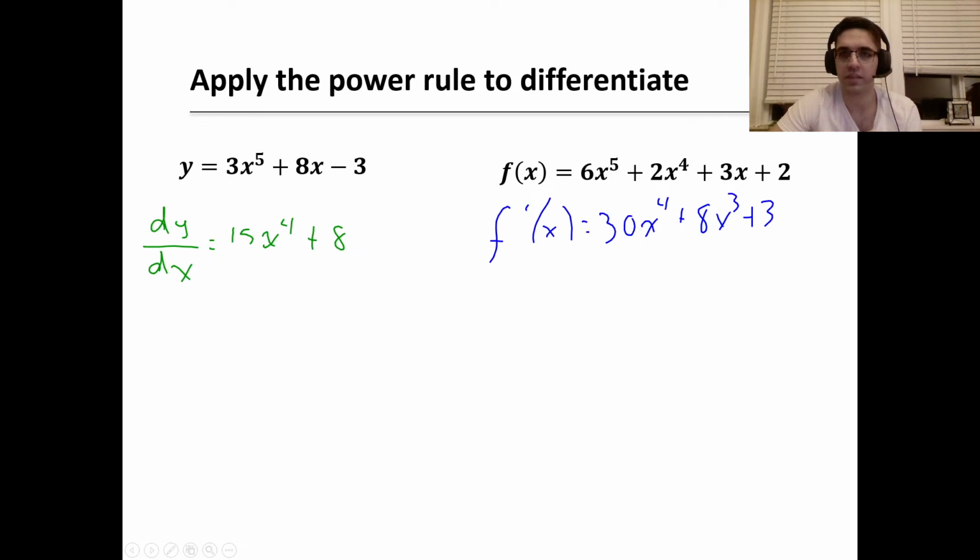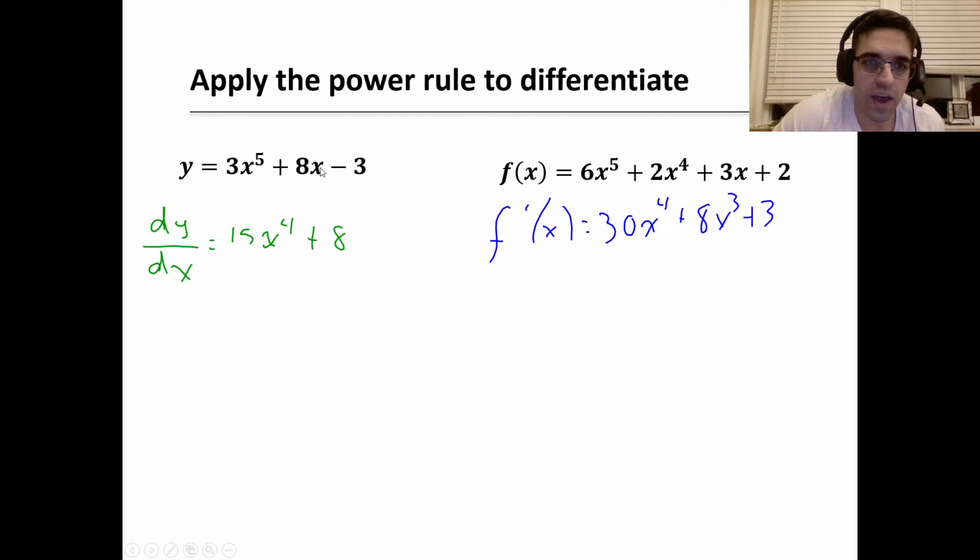All right, so applying the power rule works with polynomials as well as monomials. You just do the power rule for each term separately. So the first one, dy dx, would be 5 times 3, 15, x to the power of 5 take away 1, which would be x to the power of 4.